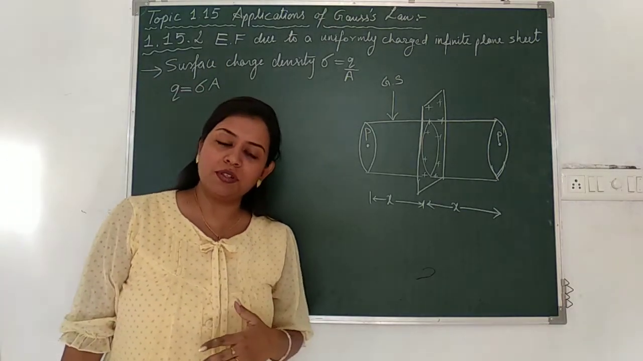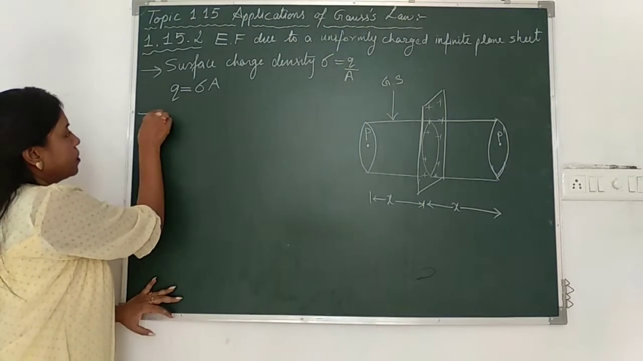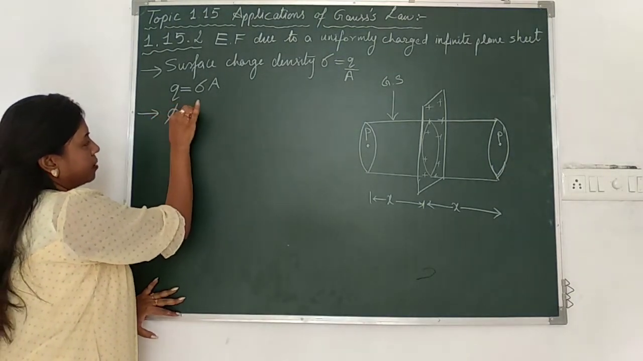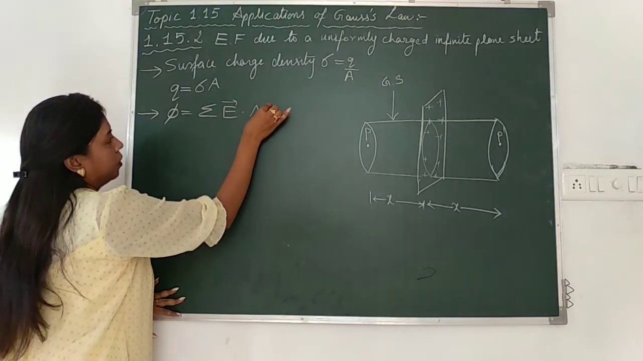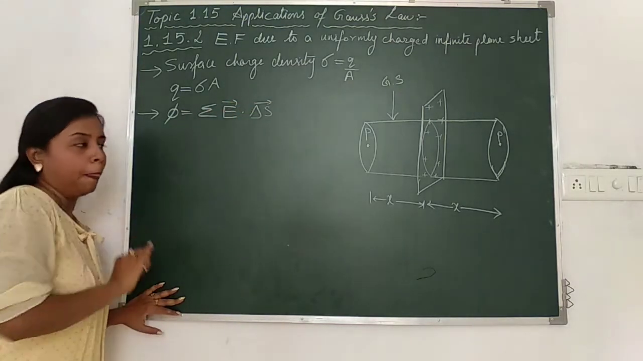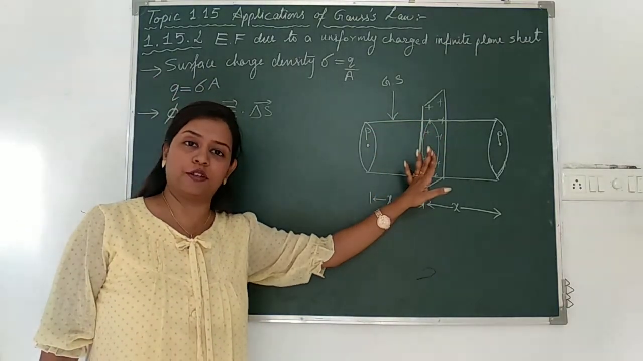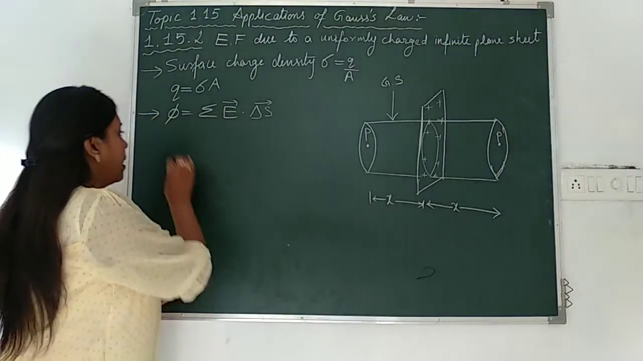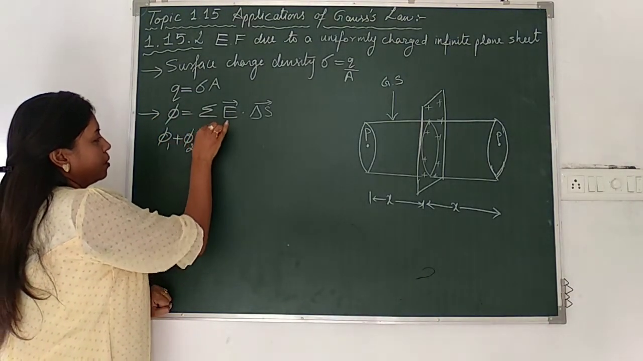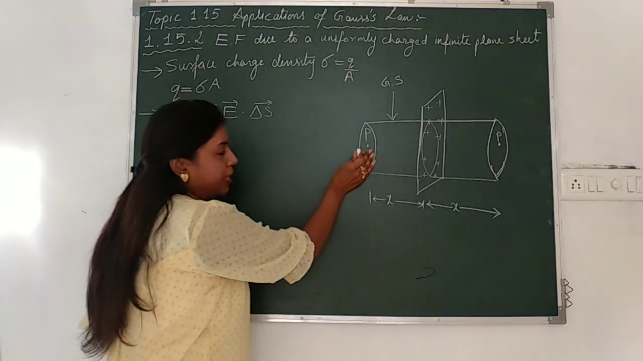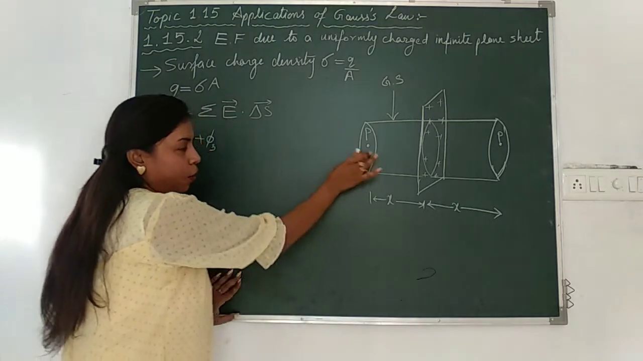Our second step is to calculate flux through the Gaussian surface. So the formula for flux was summation of E dot delta S. Now, here we are considering 3 portions of the Gaussian surface, and we name the fluxes as phi 1 plus phi 2 plus phi 3. Suppose the flux we calculate through this portion, I am naming it as phi 1. Now, which is this portion?